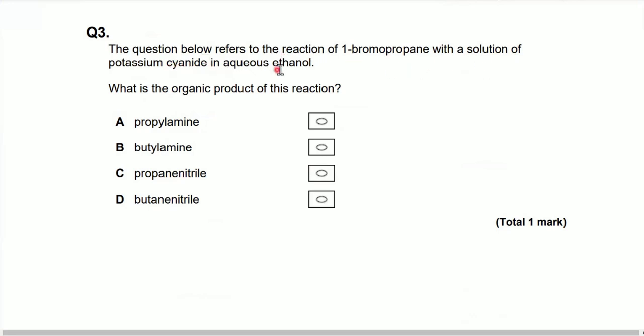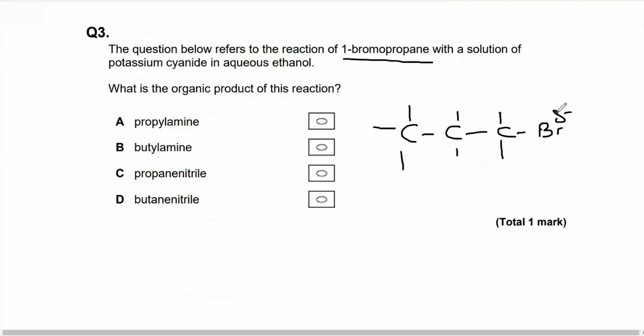The question below refers to the reaction of 1-bromopropane with a solution of potassium cyanide in aqueous ethanol. So this is a slightly different reaction than we've done. We've got 1-bromopropane and we've got potassium cyanide. So this is another mechanism you've got to know off by heart for your halogenoalkanes, or haloalkanes, whatever you like to call them. So let's draw out the reactant.